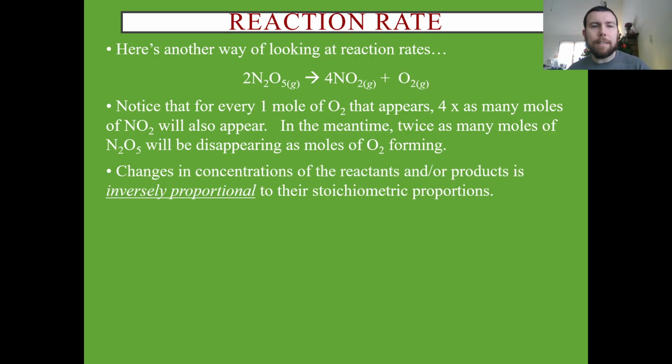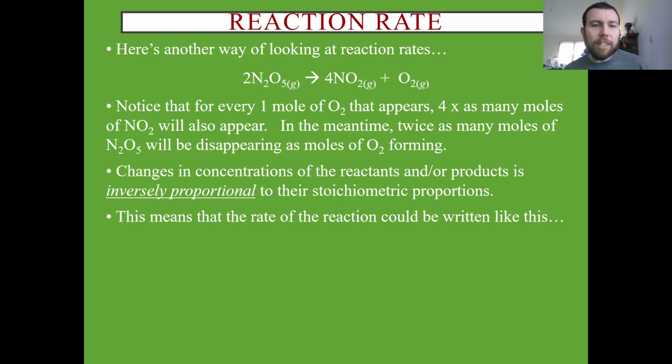And so what we've seen is that when we have changes in concentrations of reactants and/or products, it's going to be inversely proportional to their stoichiometric proportions, right? So the big thing you need to take away from this is that when we're dealing with concentration and we've got stoichiometry and we're looking at rate, the stoichiometry and the change in concentration or the rate is going to be inversely proportional, okay?